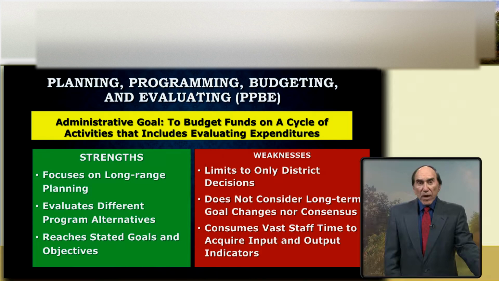Planning, programming, and evaluation focuses on long-range planning and district objectives, evaluates different program alternatives that may be used to reach long-term district goals and objectives, and reaches stated goals and objectives when known. To the contrary, the planning, programming, budgeting, and evaluation process is limited to district decisions, does not consider long-term goal changes or consensus of objectives, and also consumes a vast amount of staff time to acquire data input and output indicators.